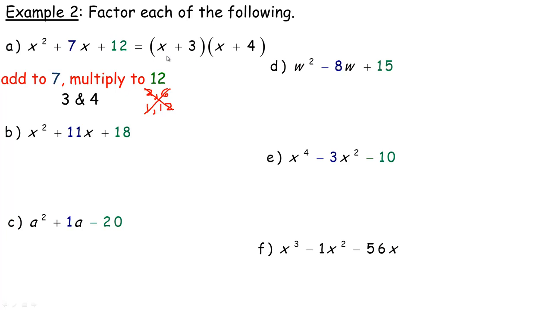And again, I can check to make sure my factoring works. X times x gives the x squared. See, this product would be 3x, and this product is 4x, which adds to 7x, and 3 times 4 in the end multiplies to 12. So that's how I know that that is correct.